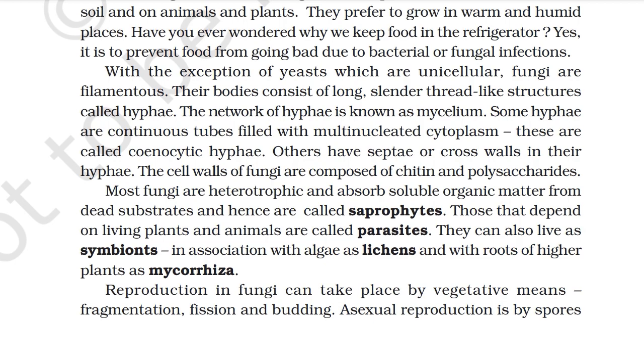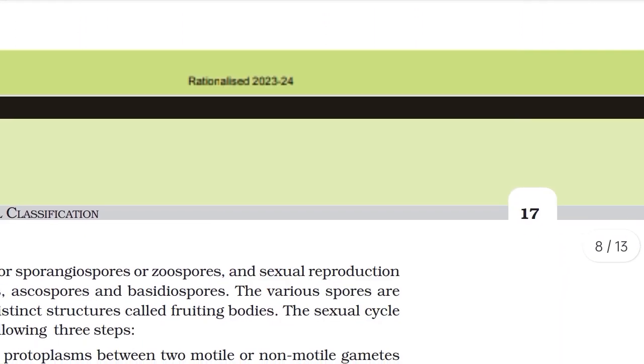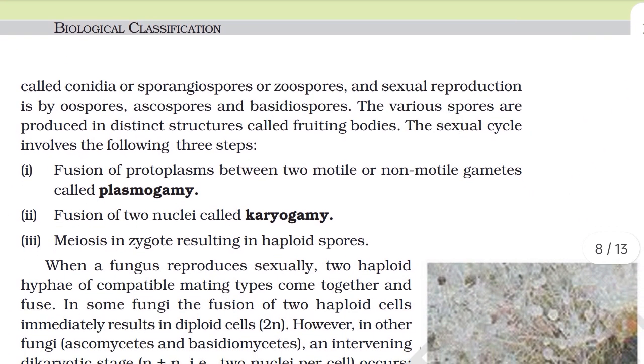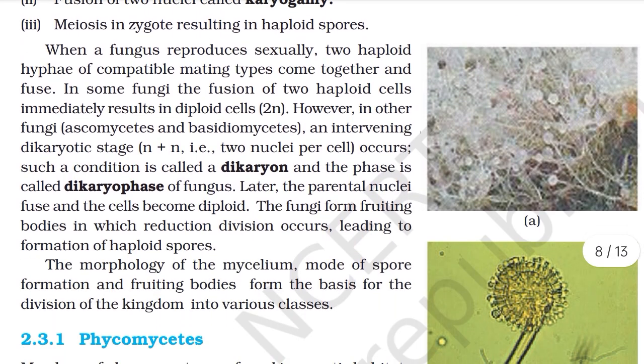Reproduction in fungi can take place by vegetative means, fragmentation, fission, and budding. Asexual reproduction is by spores called conidia, or sporangiospores or zoospores, and sexual reproduction is by oospores, ascospores, and basidiospores. The various spores are produced in distinct structures called fruiting bodies. The sexual cycle involves the following three steps. Number 1. Fusion of protoplasms between two motile or non-motile gametes called plasmogamy. Number 2. Fusion of two nuclei called karyogamy. And number 3. Meiosis in zygote resulting in haploid spores.